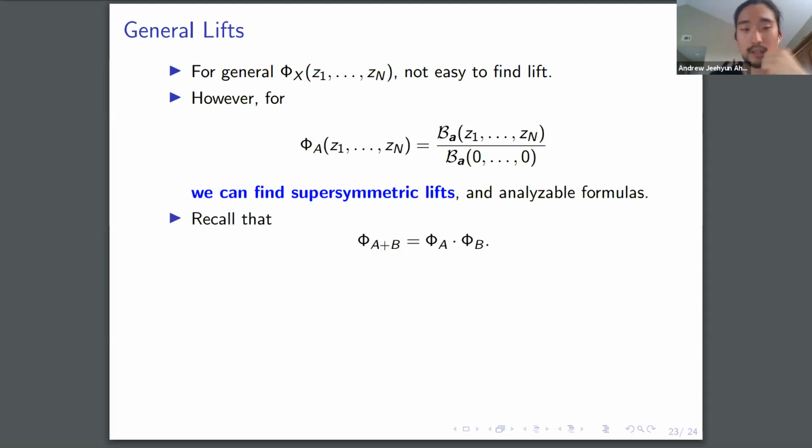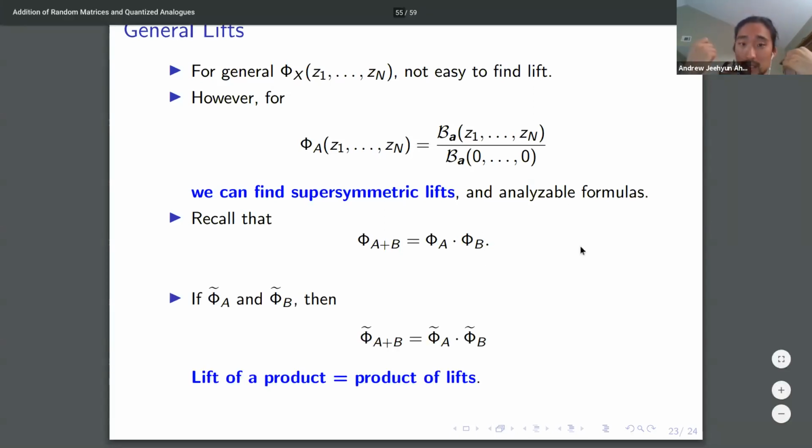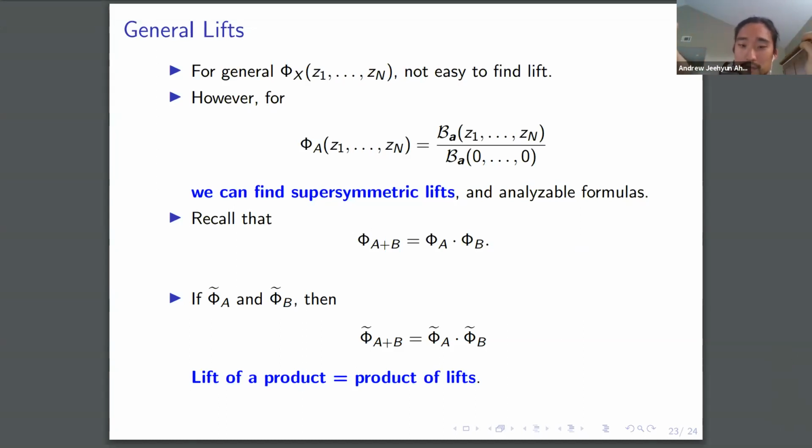What about these sums? Recall that we have this factorization property: if you have independent A and B, then the MBGF of A plus B will just factor into the MBGFs of A and B. A supersymmetric lift of phi A plus B is just equal to a supersymmetric lift of A times a supersymmetric lift of B. So a lift of a product is the product of its lifts.